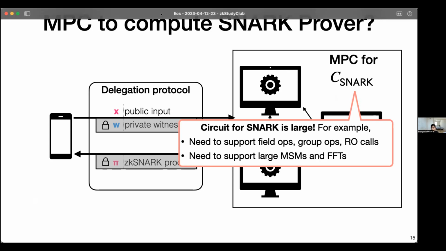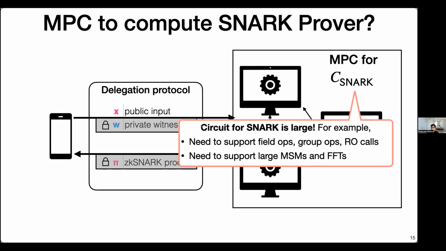One overhead comes from the fact that your circuit for the SNARK prover might be quite large. In particular, you need to support field operations, but also group operations and random oracle and hash calls. And it's not a small number of these. You have to do a large number of them, for example, to compute MSMs, to compute FFTs, general polynomial arithmetic. If you're using things like lookup protocols, you might have to do some sorting in there as well. So the circuit itself can be quite large.